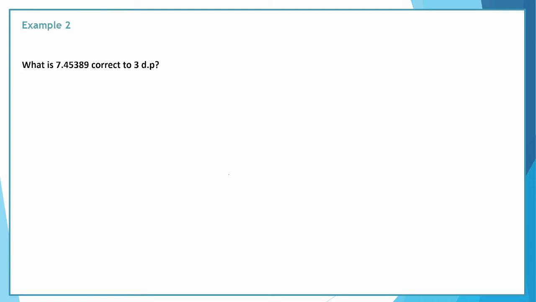So now we have 7.45389, and this time we want it correct to three decimal places. Sometimes you might see it written like this, 3dp. That just means exactly the same as before, three decimal places. So we're going to use the same technique. 3dp is going to help us decide what our last digit is. So here's our decimal point, and we're going to do 3 after that. So 1, 2, 3. This is our last digit, which means this is now our decider.